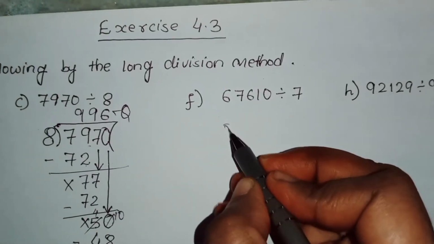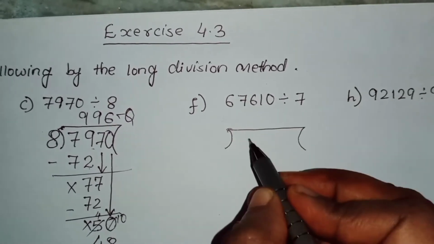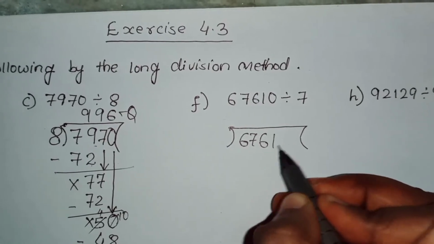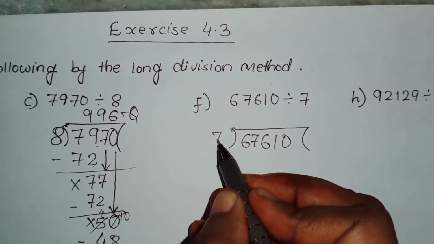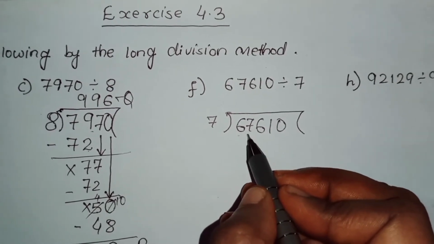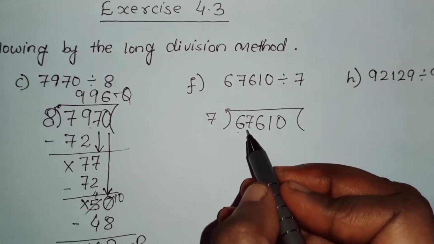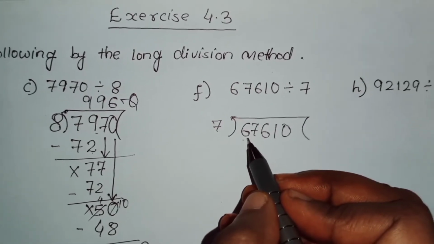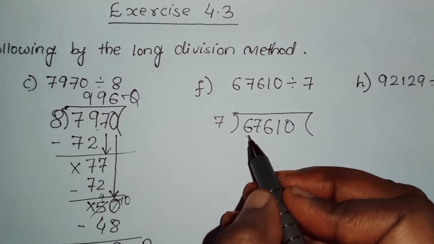Same way. Dividend will be inside. And what is the dividend? 67,610. And what is the divisor? 7. Now in 7 table, 6 is not there. So we'll take these 2 digits. It is 67. So in 7 table, 67 doesn't come. So we'll write less than 67. And what is that? 63.